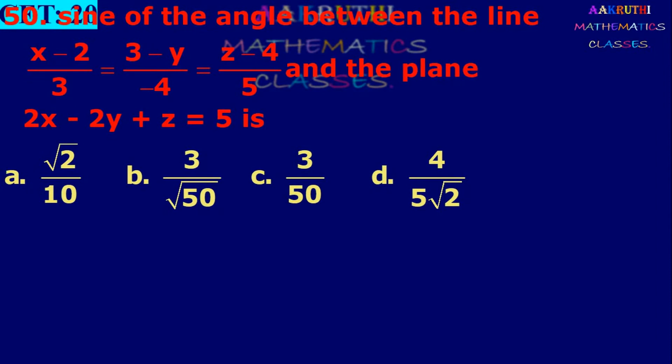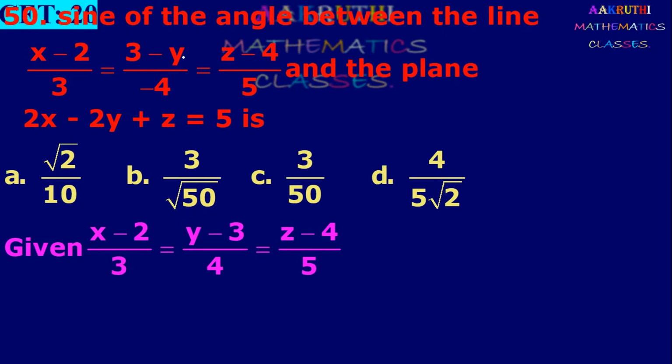So next problem, problem number 50, and it is from CET 2020. Sine of the angle between the line (x minus 2)/3 equal to (3 minus y)/minus 4 equal to (z minus 4)/5 and the plane 2x minus 2y plus z equal to 5 is. So here it is given sine of the angle between line and a plane. So we can directly apply the formula, but here the given line is not in standard form. We write the equation in standard form.